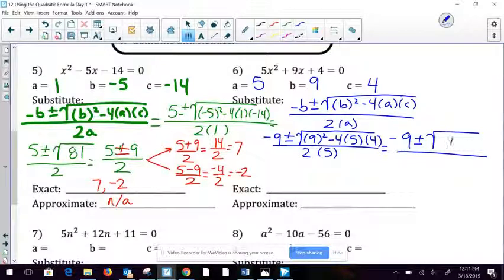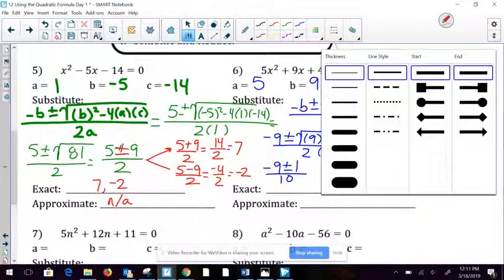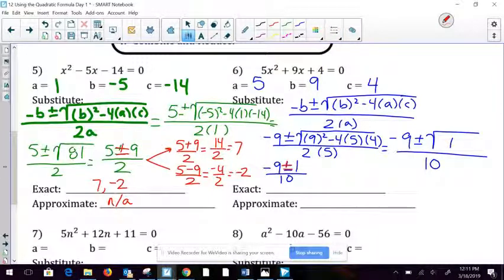Great job, you got a 1. And then what is 2 times 5? Yes, it's 10. So now I need to simplify my radical. So I have -9 plus or minus, what is the square root of 1? Yep, it's just 1 all over 10. Now that I simplified my radical, I can go through and do my positive equation and my minus equation. So I have -9 plus 1 over 10 and -9 minus 1 over 10.